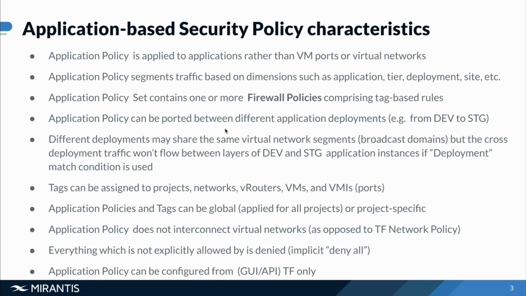No deny all rule has to be added at the end of the firewall policy, as it is contained in each firewall policy implicitly. Last but not least, application policy cannot be configured from OpenStack, as it's a Tungsten Fabric proprietary feature, not supported by Neutron API. That's why all application policy components in the lab will be set up through the Tungsten Fabric Web UI.